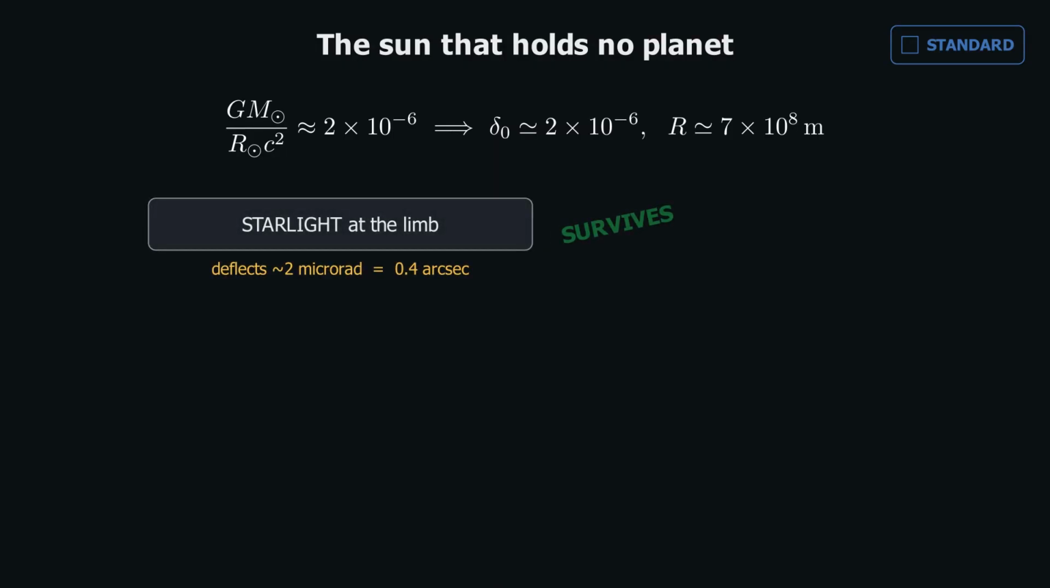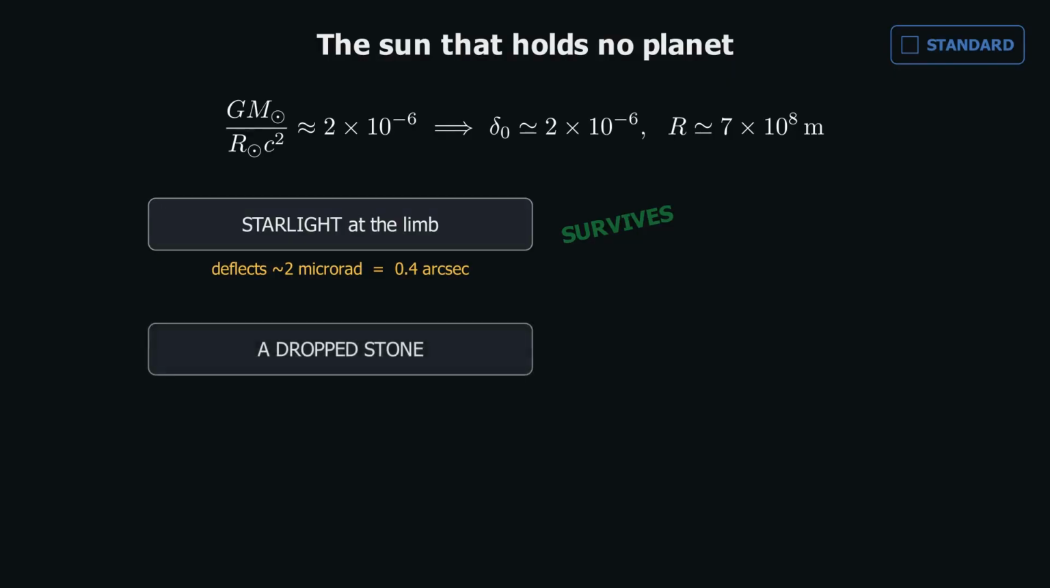Put numbers on it. Model a star as a spherical dip in the emergent speed, central fractional depth delta naught. Calibrate to the real Sun by matching the would-be Newtonian potential at the surface, GM over rc squared, about 2 times 10 to the minus 6. So delta naught of 2 parts in a million over a radius of 700 million meters. Starlight grazing the limb picks up a deflection of order delta naught, about 2 microradians, 0.4 of an arcsecond, the kind of bend actually seen at the solar limb. The spatial metric does real work.